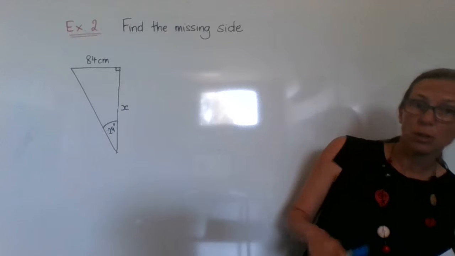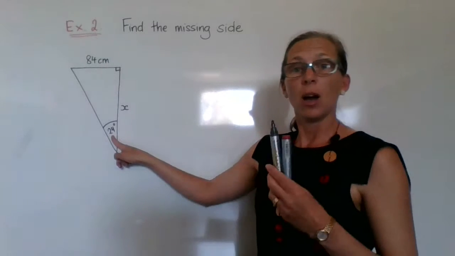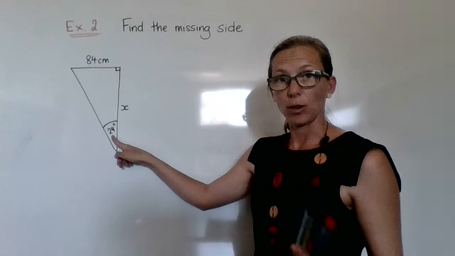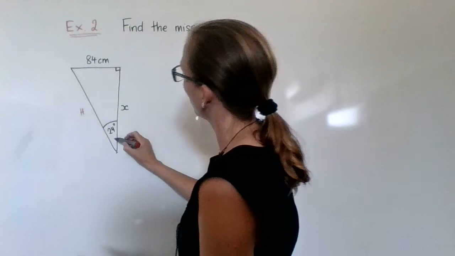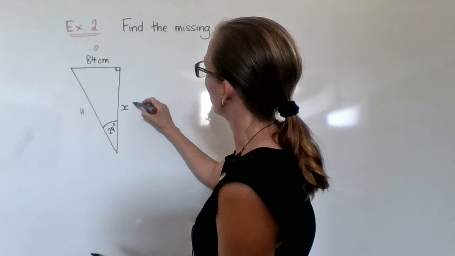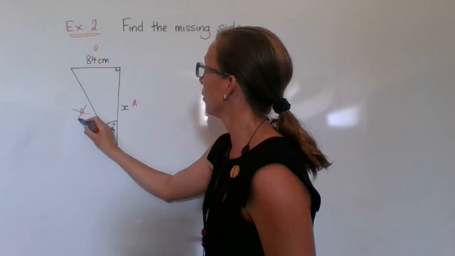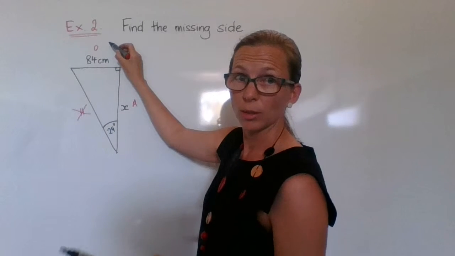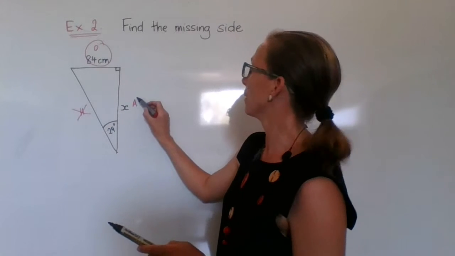The first thing we do is we focus on the angle we know and we label the sides with hypotenuse, adjacent and opposite. So the right angle is here, this becomes the hypotenuse, this is the opposite, this is the adjacent. We don't have any information about the hypotenuse. We do know something about the opposite and we want to know about the adjacent.